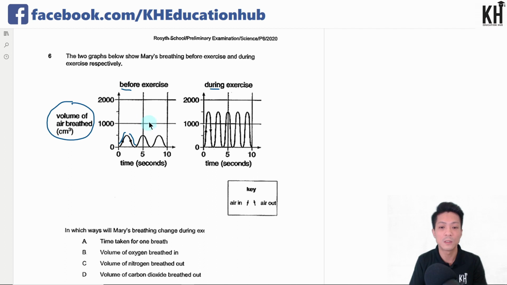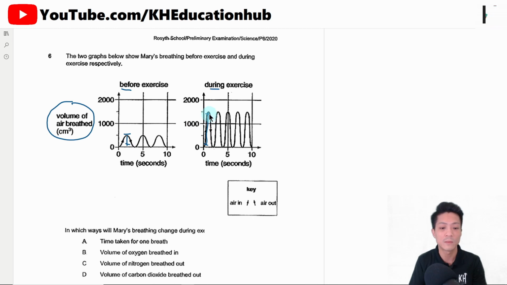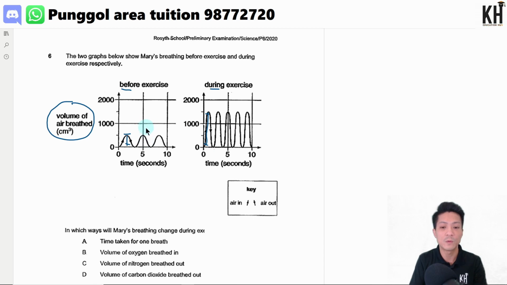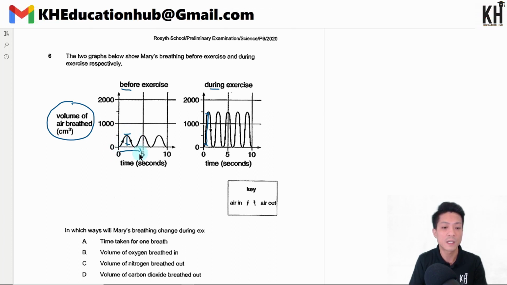There are 2 things that we can observe. One is the volume changes, because at first the volume is here to here, then during exercise the volume is here to here. So the volume increased and also the frequency increased. If you look at the number of times she breathed in and out in maybe 5 seconds, comparing here, she also breathes in and out more times during exercise.